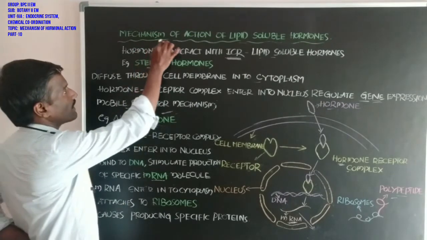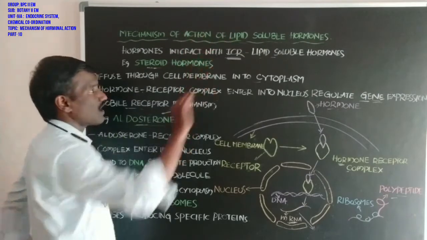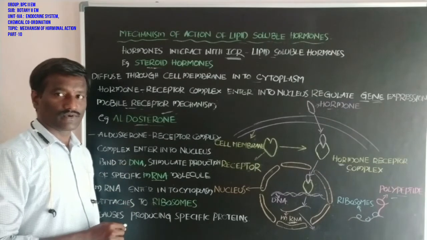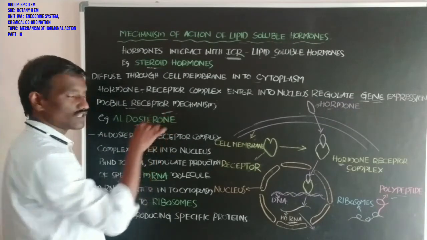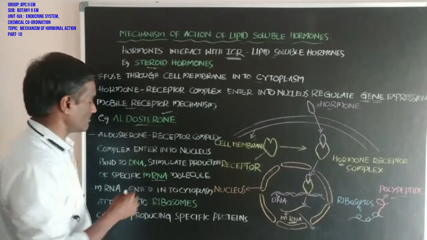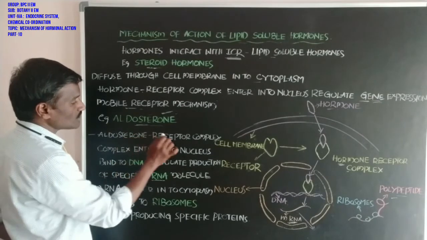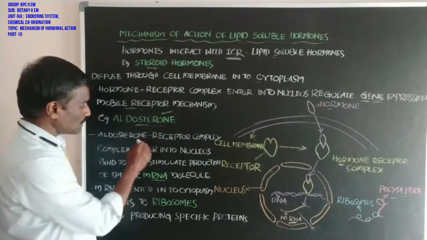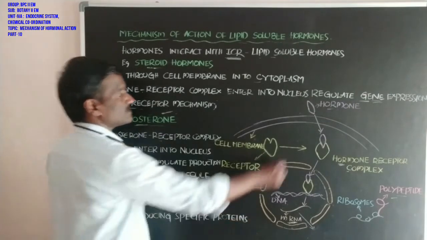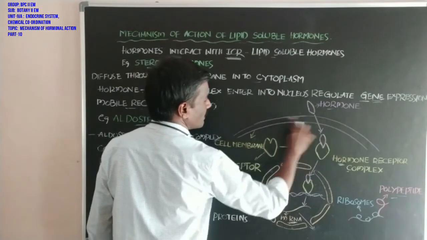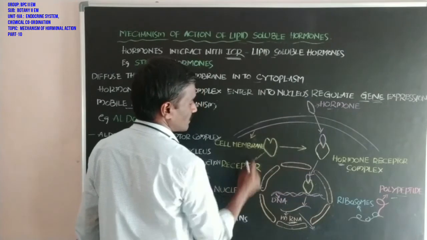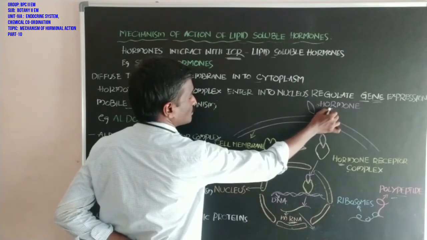Now the mechanism of action of the lipid soluble hormone is discussed with the aldosterone hormone. What about the functioning of the aldosterone hormone on the target cell? Aldosterone receptor complex. Students, this is the cell membrane of the target cell. This is the cytoplasm, the inner part of the cell. This is the hormone, the aldosterone molecule.